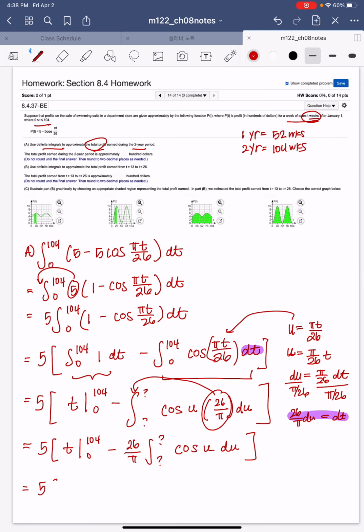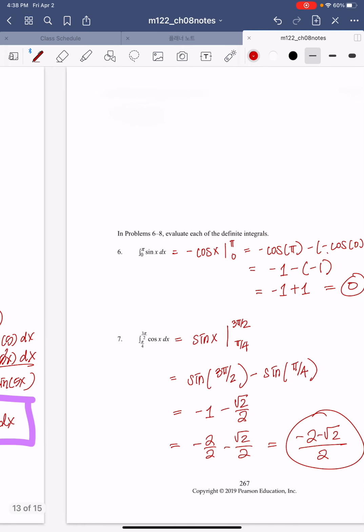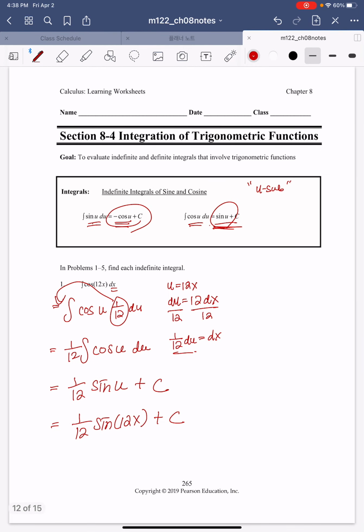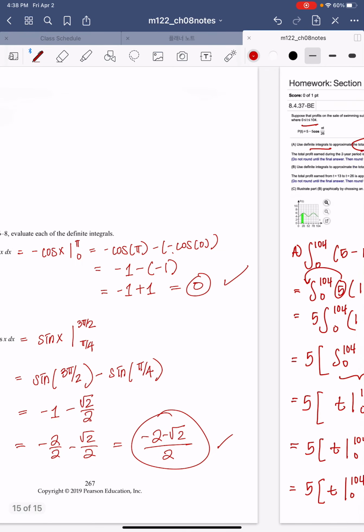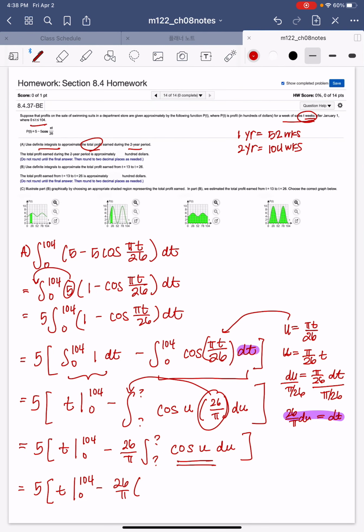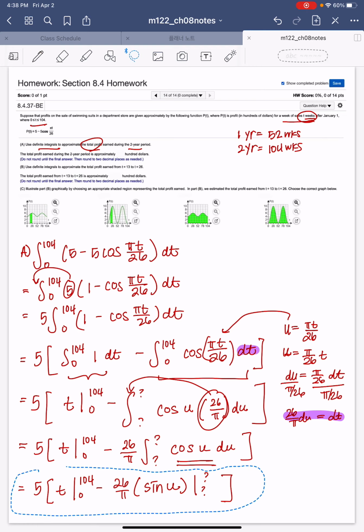So I have 26 over pi going from some question mark because it's still u, cosine u du. Keep going, integrating 0 to 104, negative 26 over pi. The antiderivative of cosine u is positive sine u. So that will be positive sine u. Okay, I'm going to copy this and continue on the next page.